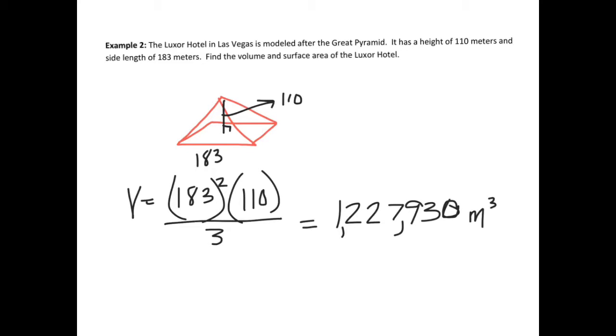All right. So hopefully you've noticed that the volume of a pyramid and a cone is the same formula that we use to find the volume of prisms, and then we just take that and divide it by 3. So area of the base times the height divided by 3.